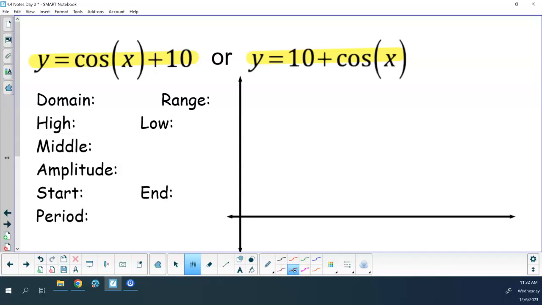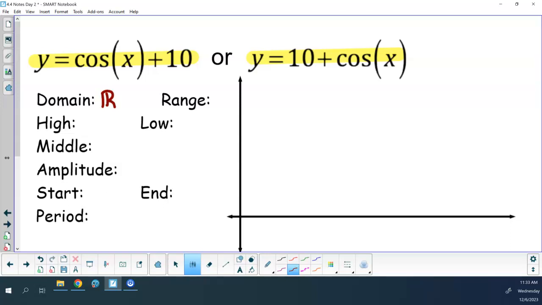What's the domain of this function? It's the same answer, and it will always be the same answer throughout the entire rest of your life. What's the domain of this function? All real numbers. What's the domain of a sine function? All real numbers. That part, that's the one constant. That will never change. Okay? It's always going to be all real numbers.